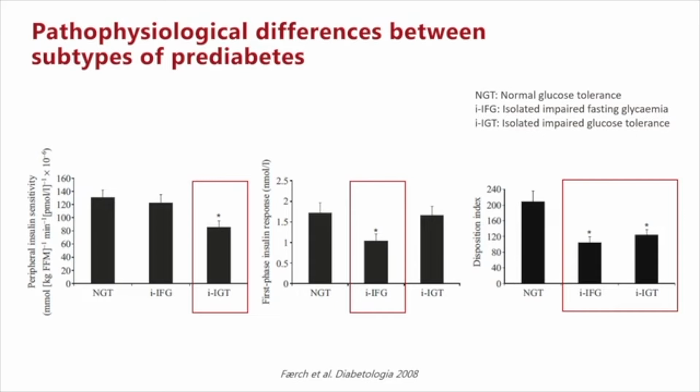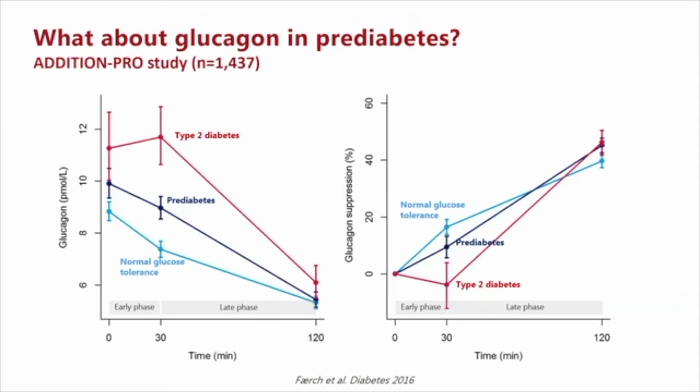In contrast, the first phase insulin response seems to be impaired in people with impaired fasting glycemia, but it is normal in people with impaired glucose tolerance. And then we can calculate something called the disposition index, which is a measure of the relative beta cell dysfunction. So it's more or less you multiply the two measures, the insulin secretion and the insulin sensitivity. So of course there is some kind of impairment in beta cell function in both subtypes, because that's why they have hyperglycemia. So what about glucagon in prediabetes?